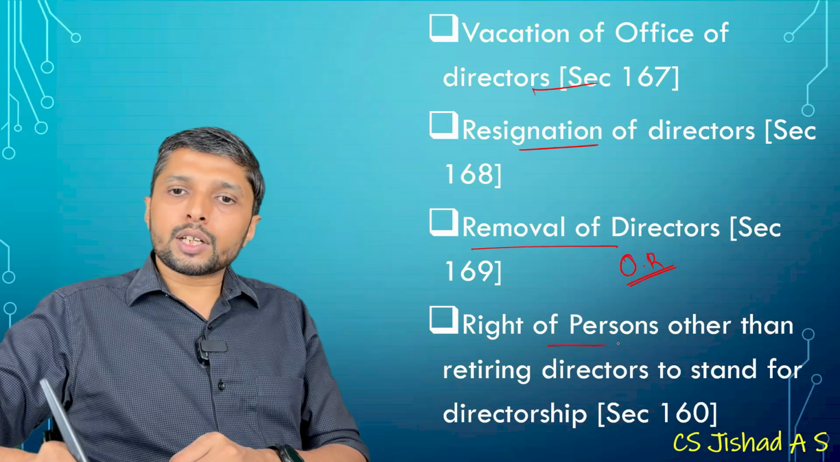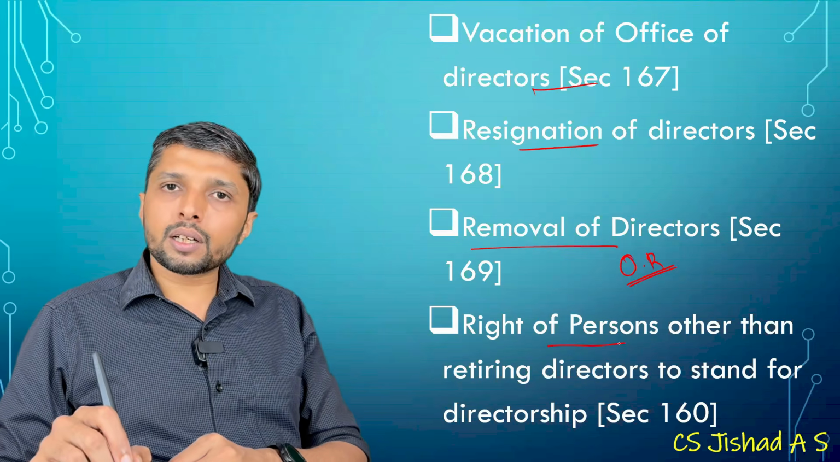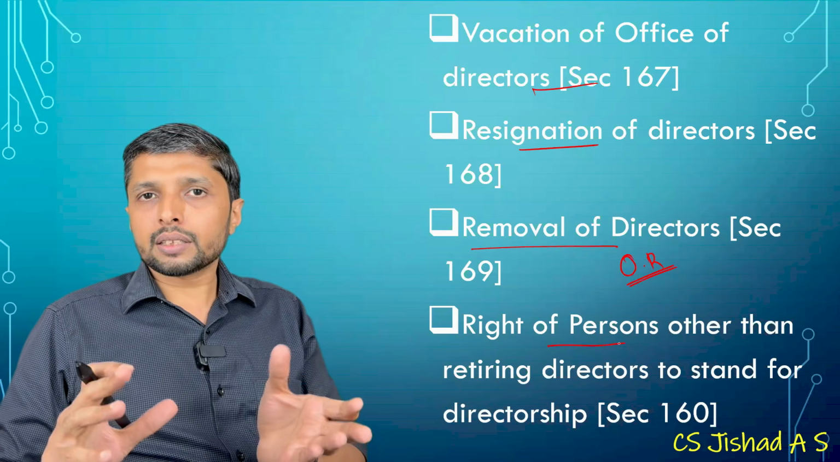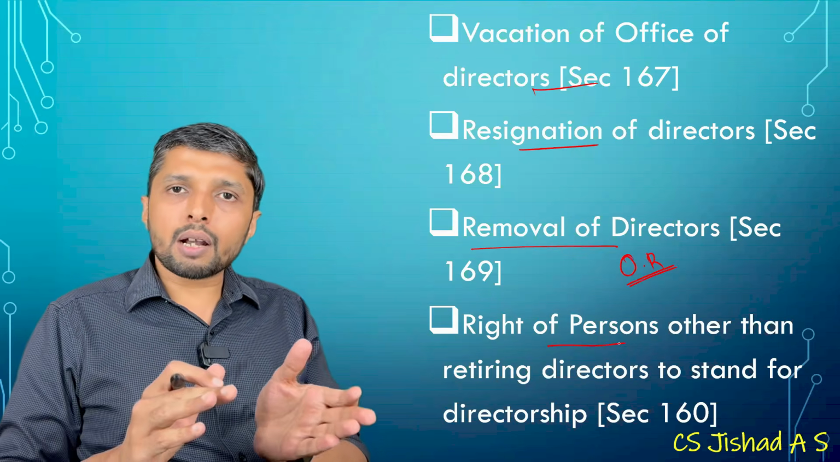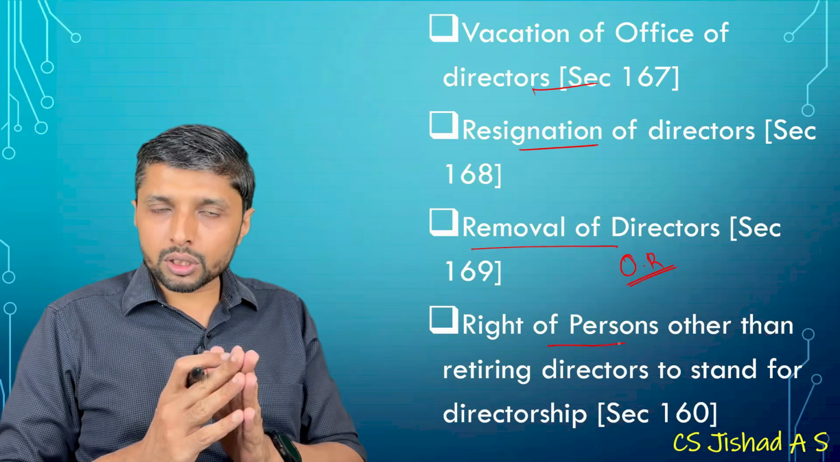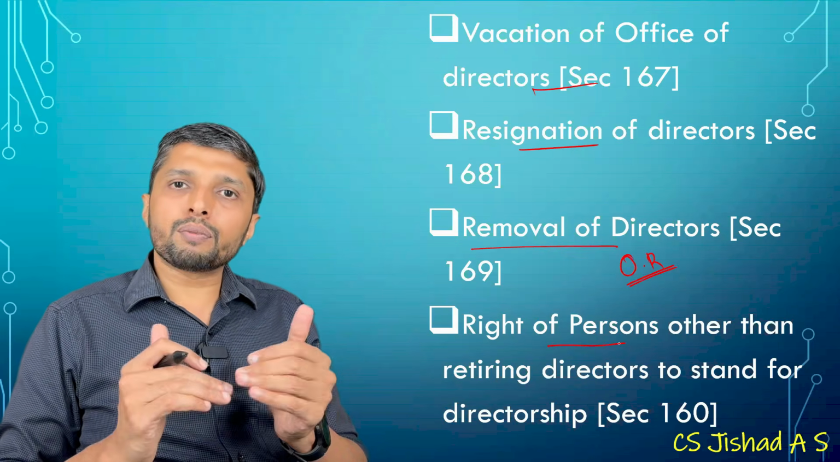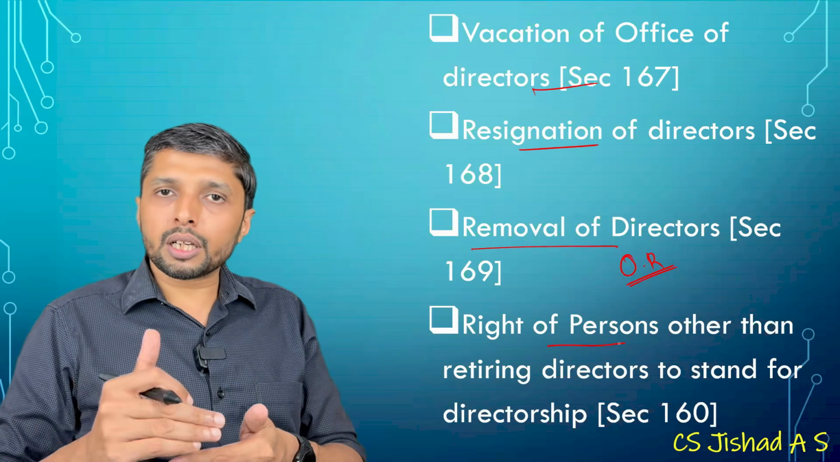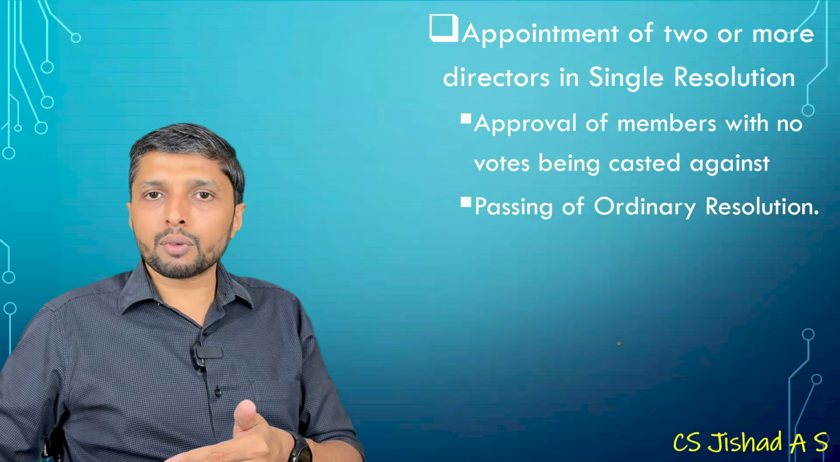Then 160, right of persons other than retiring director to stand for directorship. A person can stand for directorship. 1 lakh or such higher amount has to be kept as deposit. If the person gets elected or if he secures more than 25% of the valid votes, that amount will be refunded. Otherwise, the amount will be forfeited.